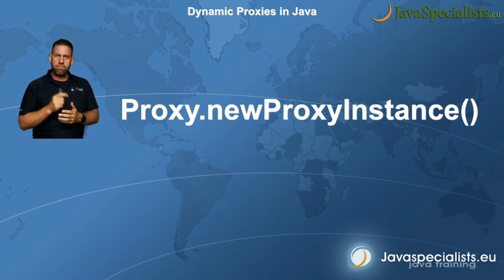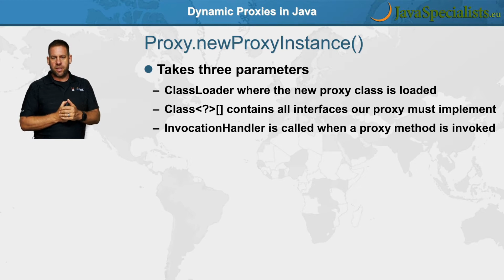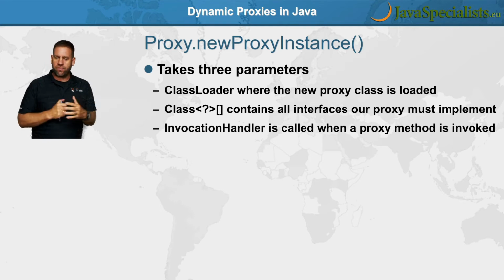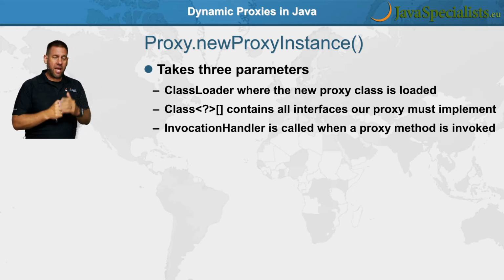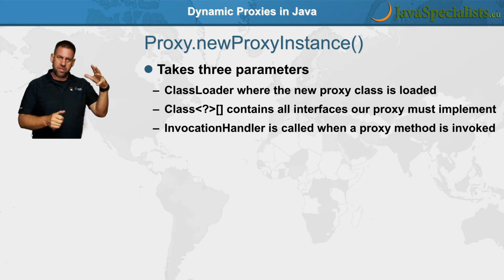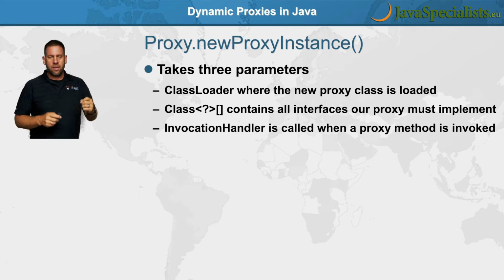The method we call is Proxy.newProxyInstance. And what this does is it takes 3 parameters. First of all, the class loader, where the new proxy class is going to be loaded once it's created. Then an array containing all the interfaces that our proxy must implement. And then lastly, an invocation handler that is called when a proxy method is invoked. So these 3. And we'll talk a bit more about the different constraints on these different classes.